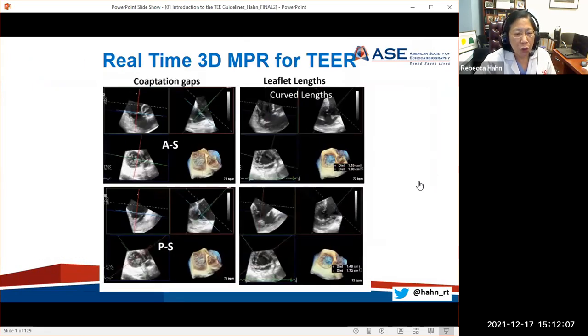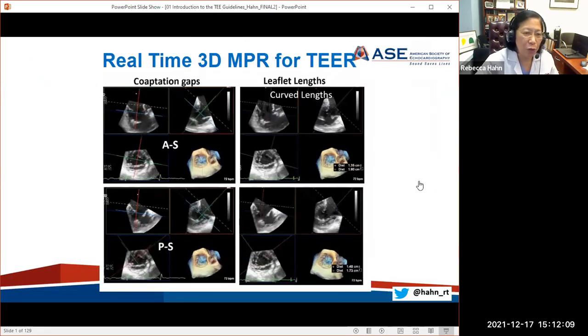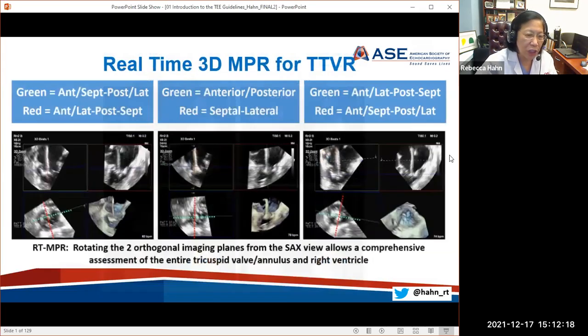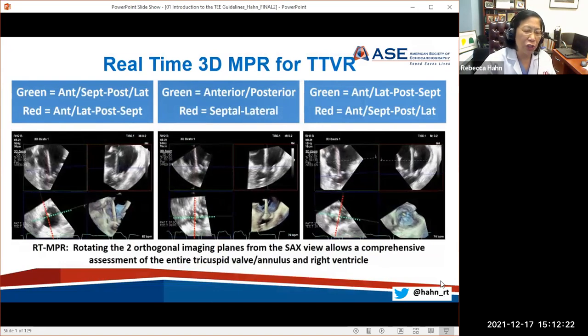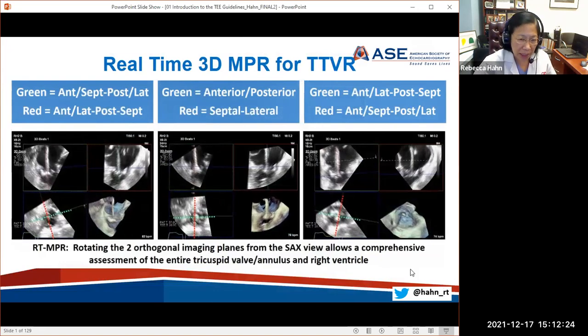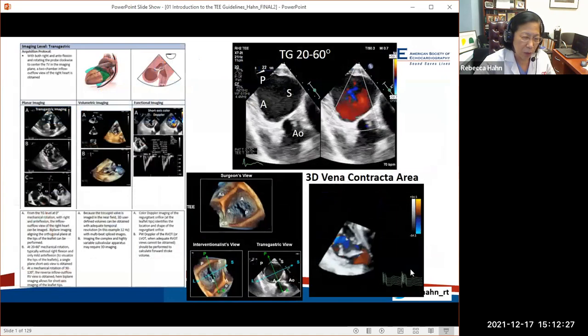Okay. So moving on, again, real-time 3D multiplanar reconstruction is very, very helpful, because now you can actually perfectly align with the coaptation zone, count the number of leaflets, look to see exactly where your regurgitant orifice is. And obviously, we're using it heavily for device placement.